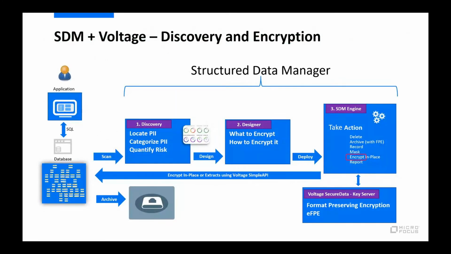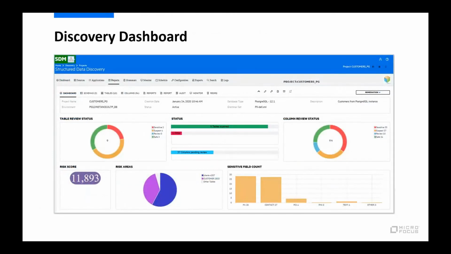So from a process perspective, on the left, we have a user that uses an application, a SQL-based application built upon a database. Using Structured Data Manager, the first step that we will do is connect to that database through JDBC and perform our scan. That's going to allow us to locate all of the personally identifiable information or sensitive data, categorize it, and quantify the risk. That's all done through a GUI interactive dashboard that we call Discovery within Structured Data Manager.